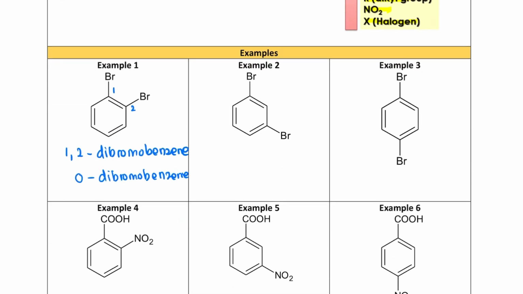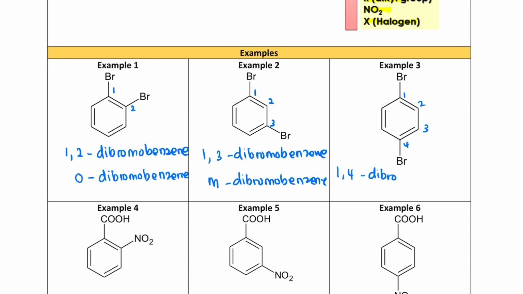Okay, alright, so this one pula, ini carbon 1, carbon 2, carbon 3. So kita nama dia jadi 1,3-dibromo benzene. Or we can convert 1,3 tu jadi meta-dibromo benzene. Okay, alright, so this one pula 1, 2, 3, 4. Okay, so ini 1,4-dibromo benzene, ataupun 1,4 tu kita boleh ubah jadi para-dibromo benzene.